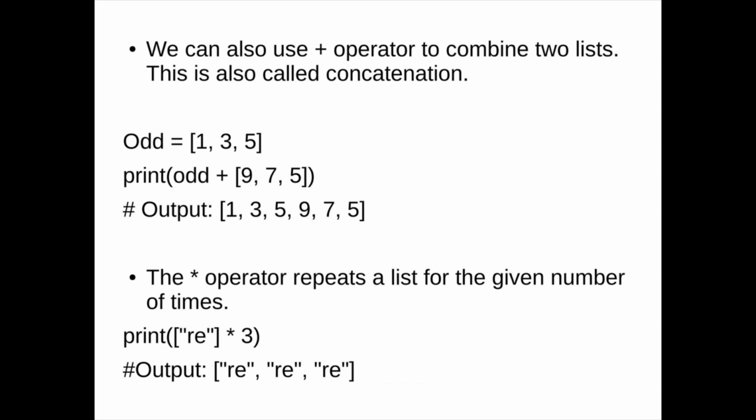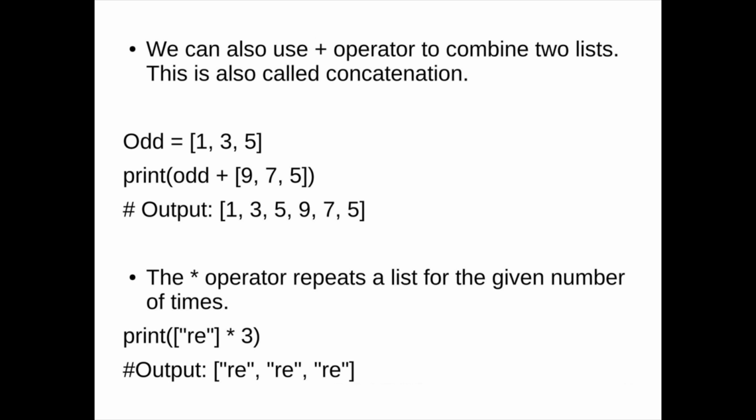We can also use the plus operator to combine two lists. Now I want to add two lists by using the plus operator. Here the odd list is assigned 1, 3, 5. So print of odd plus 9, 7, 5. The output is displayed as 1, 3, 5, which is assigned in the odd list. Now I want to add 9, 7, 5. So the output is 1, 3, 5, next 9, 7, 5. It should be displayed on the output.